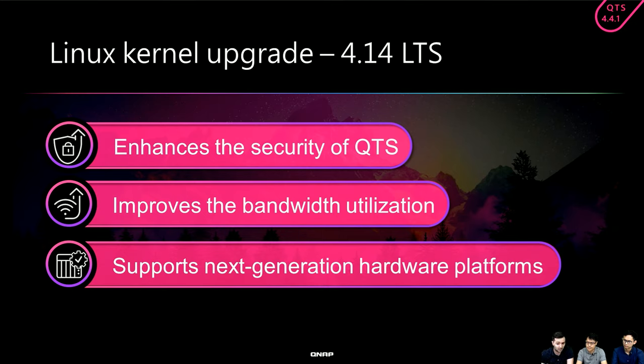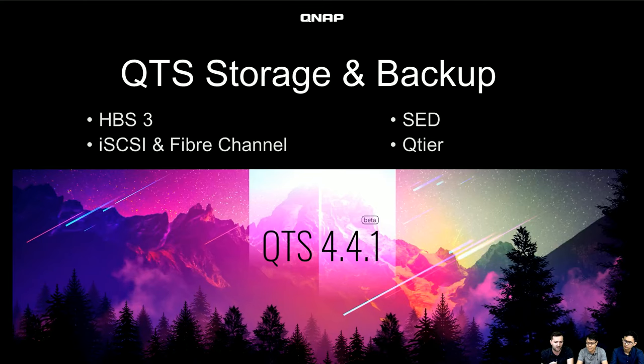So the Linux kernel upgrade, the 4.14 long-term support, which QTS is based on. It does enhance the security of QTS, because some of the fixes are in the kernel. After we upgrade to 4.14, we enhance the security of QTS. At the same time, 4.14 provides TCP BBR, and we can use it to improve our bandwidth utilization. Besides, some new hardware has its driver inside the kernel, so we can support next-generation hardware platforms. So it has security, speed, and utility. Yes, everything.